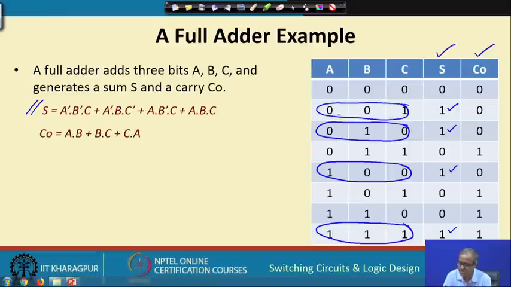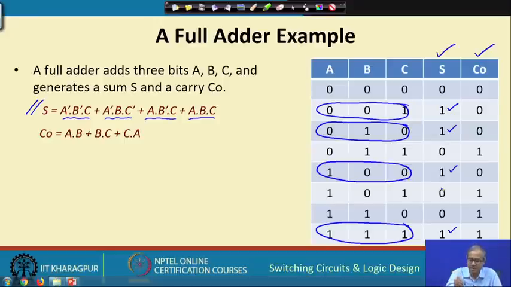That is, your first row says 0 0 1. So, you write A bar B bar C. Second one says 0 1 0, A bar B C bar, 1 0 0, A B bar C bar, and finally 1 1 1, A B C. Right? This is how you can write down the expression for this sum, switching expression, directly from the truth table. This is very simple, right? You see which are the ones and then write down. We shall again be coming back to this later, as I said.